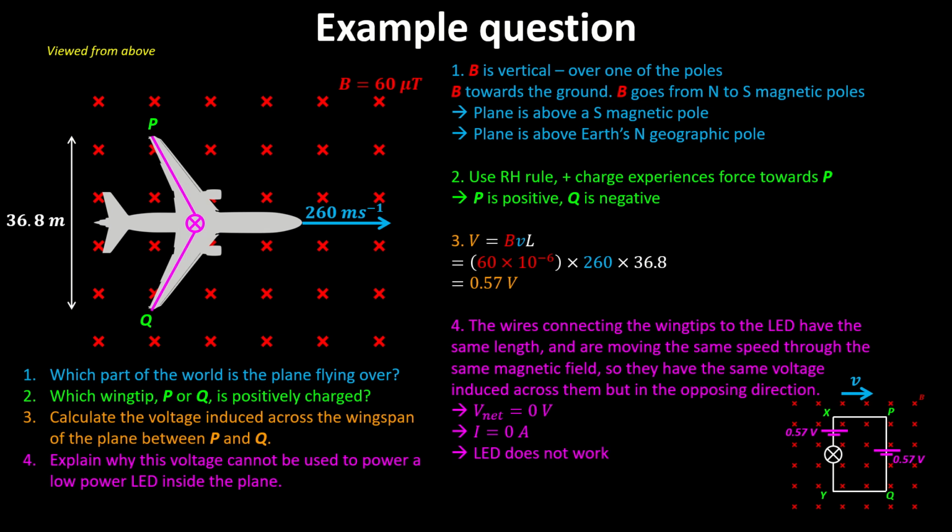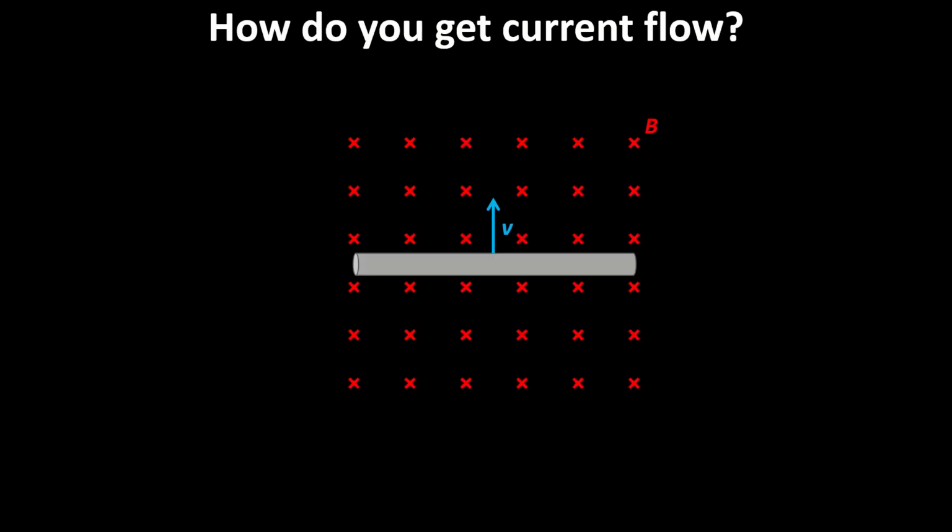Okay, that's quite a common sort of exam question. So, you're inducing a voltage, but you can't use it. Why not? Because you're inducing the same thing on the other side of the circuit. But the issue is then, how do we actually get current flow? Because this is how most electricity is generated, by moving a conductor through a magnetic field. All electrical generators use this principle.